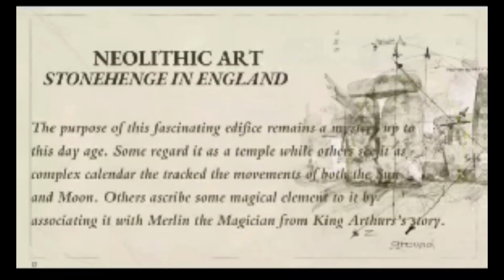Neolithic art: Stonehenge in England. The purpose of this fascinating edifice remains a mystery to this day. Some regard it as a temple, while others see it as a complex calendar that tracks the movements of both the sun and moon. Others ascribe some magical element to it by associating it with Merlin the magician from King Arthur's story.